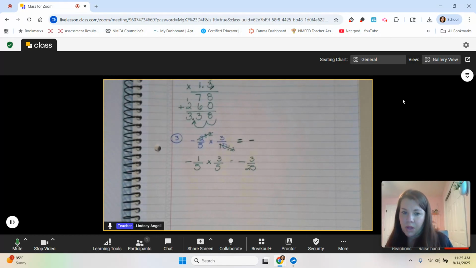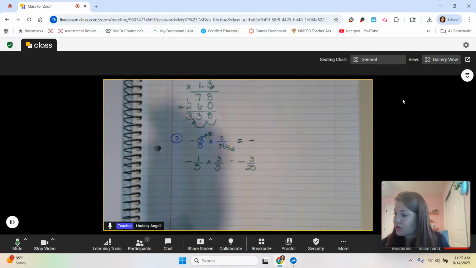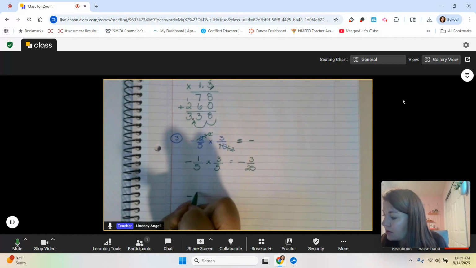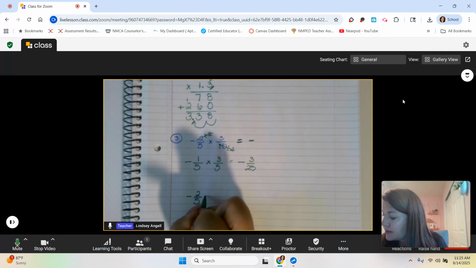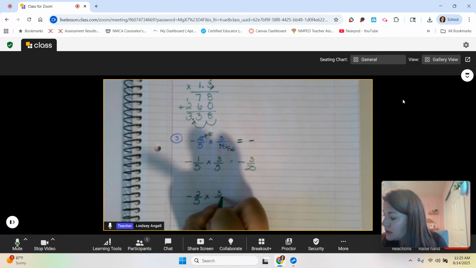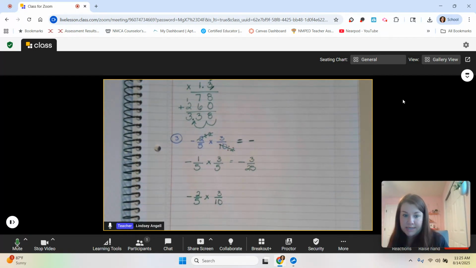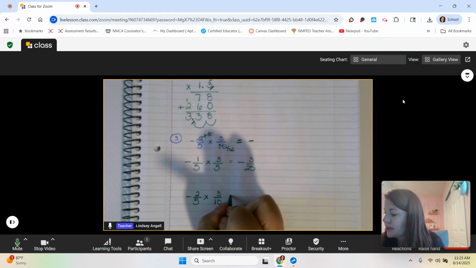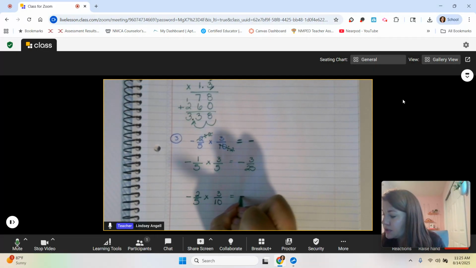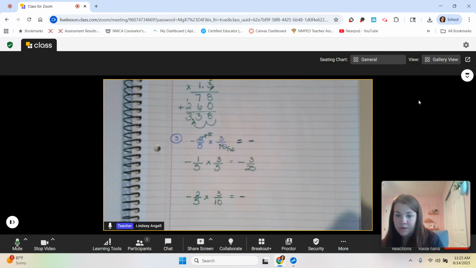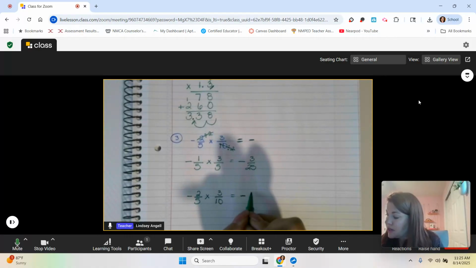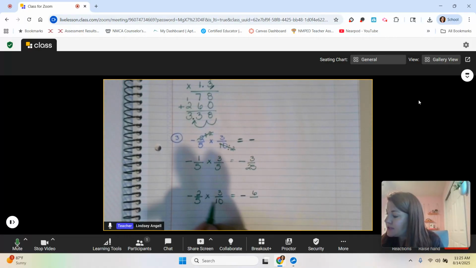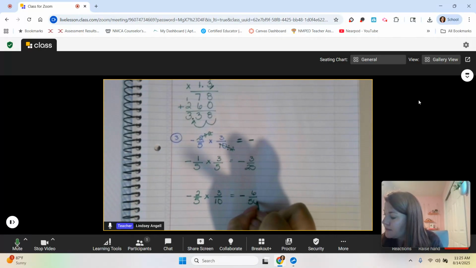Now, for those of you that were like, whoa, why on earth did you divide by 2? Okay, I'm going to show you the other way. Let's do it without reducing beforehand. I've got negative 2/5 times 3/10. Well, let's just go ahead and multiply straight across. I still have a negative times a positive, so I know my answer is going to be negative. 2 times 3 is 6. 5 times 10 is 50.